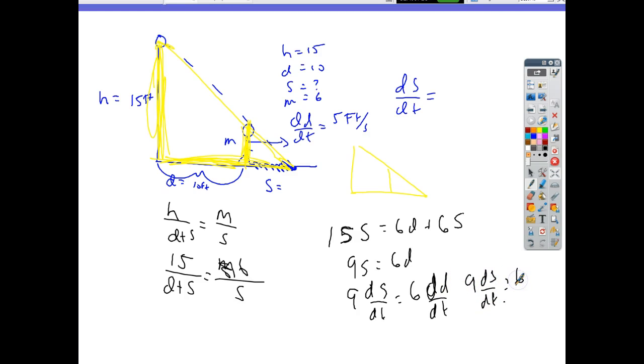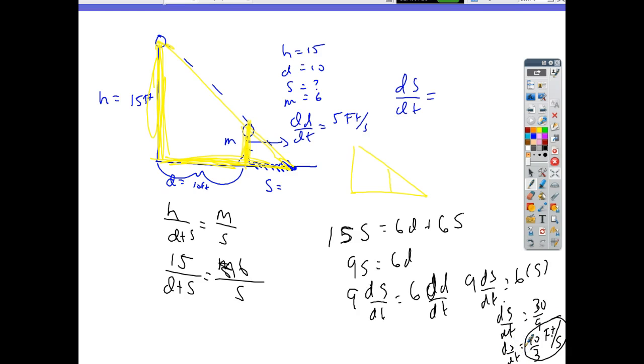Okay, 6. So what's dd dt? It's 5. So I get ds dt. The length of the shadow is changing at 30/9 or 10/3. What's my units? So 10/3 will be feet per second. Okay, so that's my ds dt.